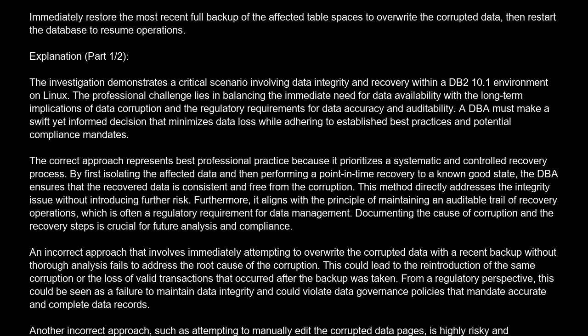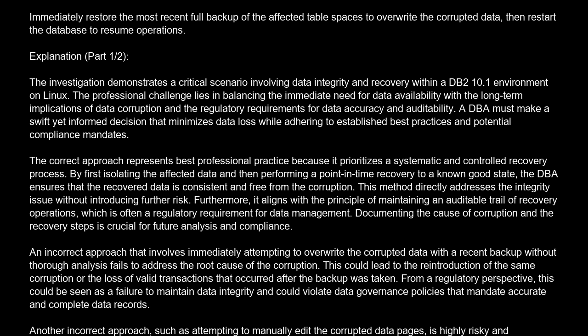By first isolating the affected data and then performing a point-in-time recovery to a known good state, the DBA ensures that the recovered data is consistent and free from the corruption. This method directly addresses the integrity issue without introducing further risk. Furthermore, it aligns with the principle of maintaining an auditable trail of recovery operations, which is often a regulatory requirement for data management. Documenting the cause of corruption and the recovery steps is crucial for future analysis and compliance.